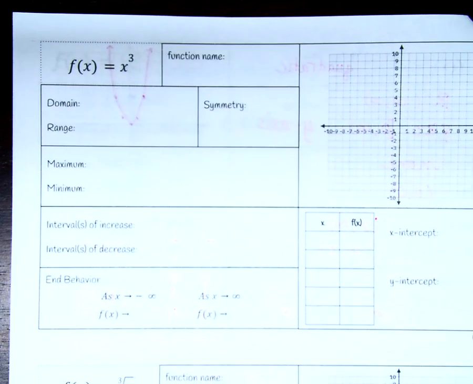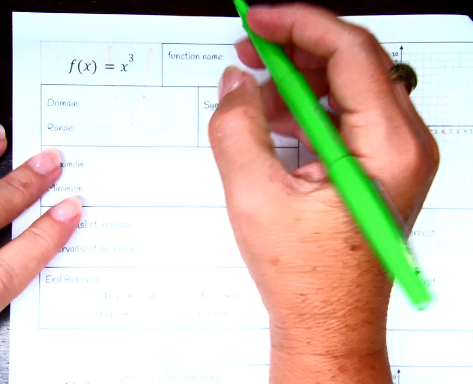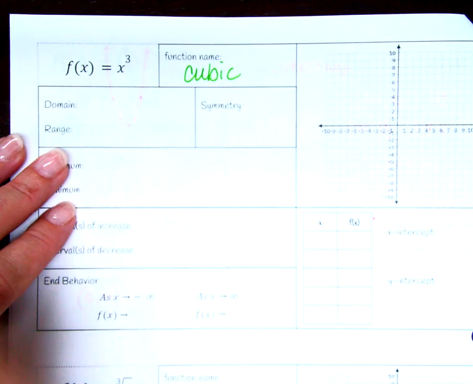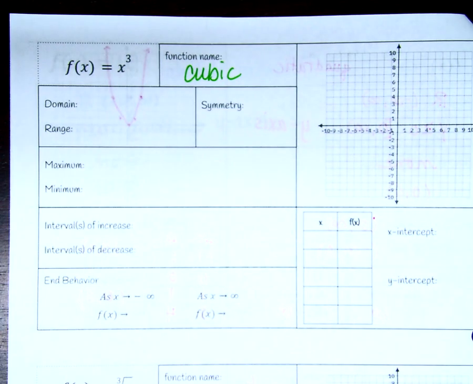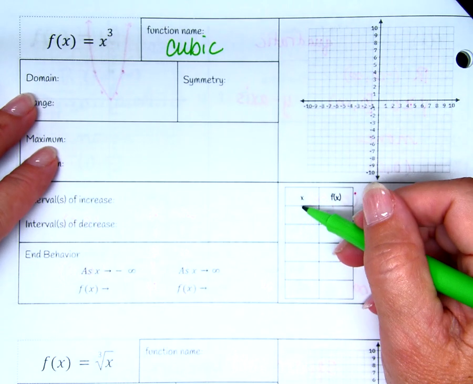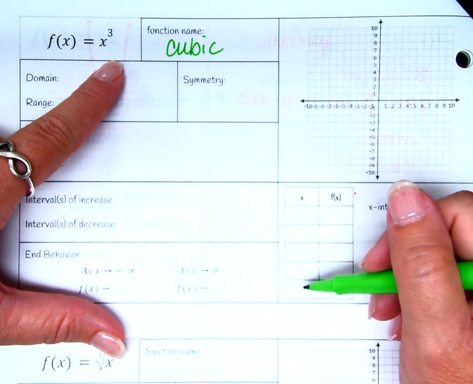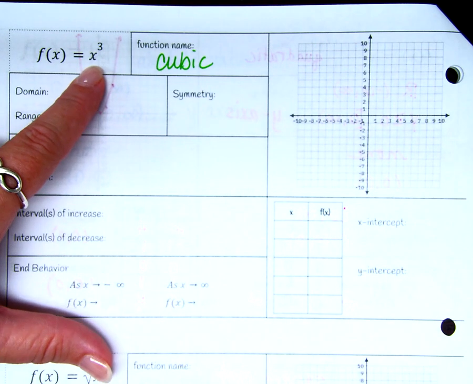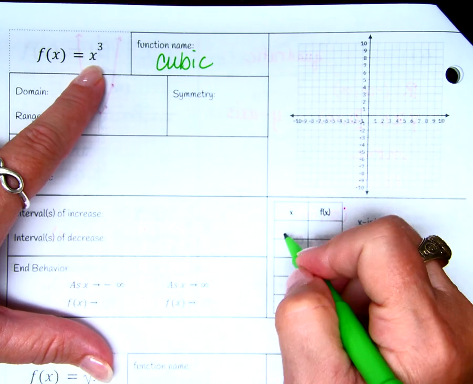All right, any idea what this one's called? No guesses? Yep, cubic. Because that's a cube, right? The power of 3 is a cube. Okay? So what x's do you want to choose? Can you find the cube of any number? Yes, so is it okay if we do same old, same old?